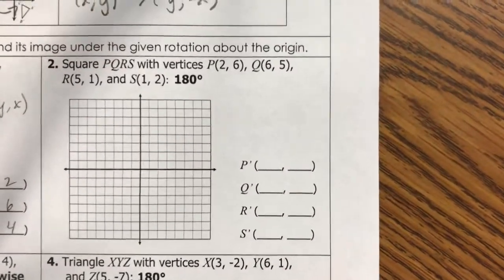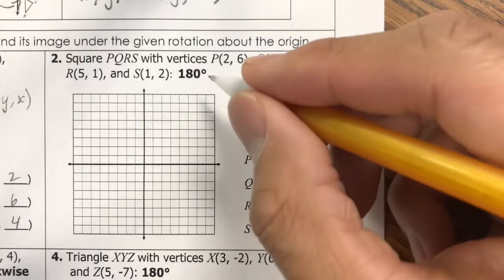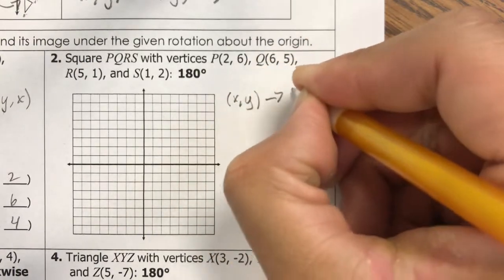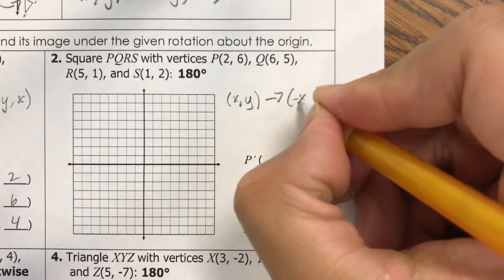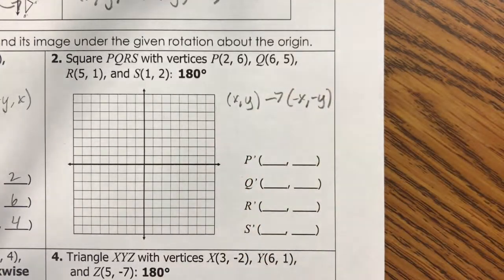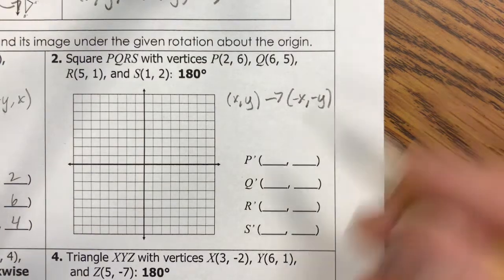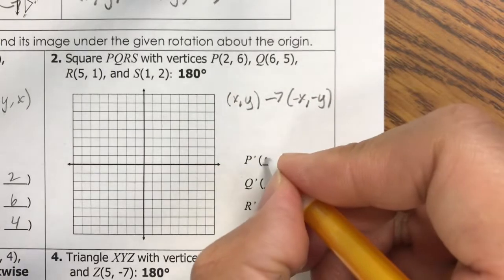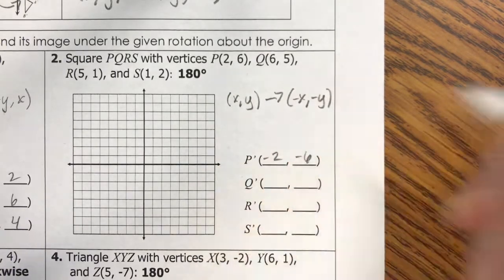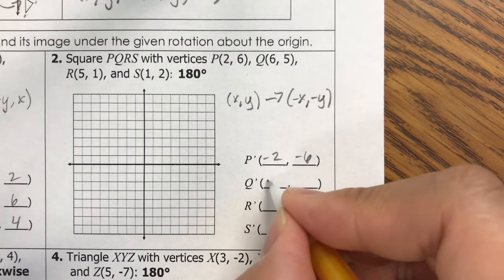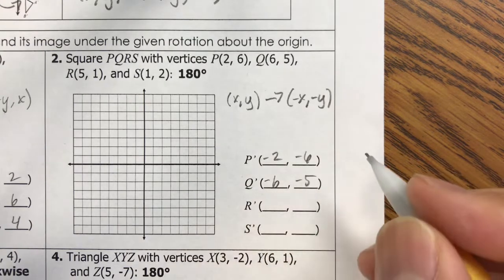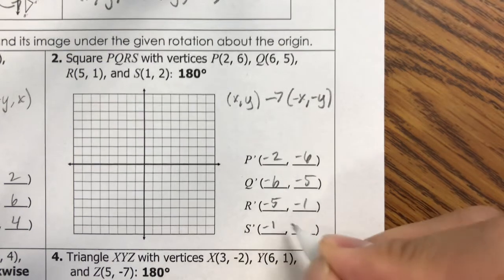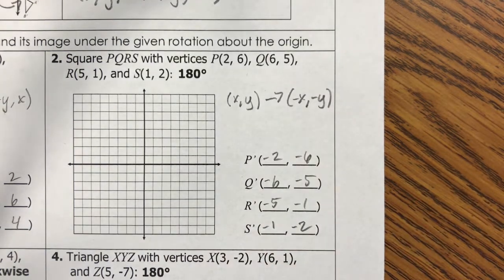So then next would be a square that we're rotating 180 degrees. And again, the rule here is that we are just going to make our x and y's negative. These are super easy because P is at 2, 6. So we know P prime is at negative 2, negative 6. Q is at negative 6, negative 5. R is at negative 5, negative 1, and then S is at negative 1, negative 2.